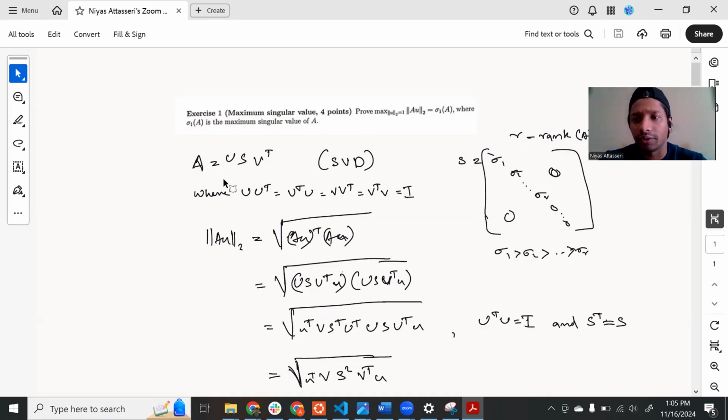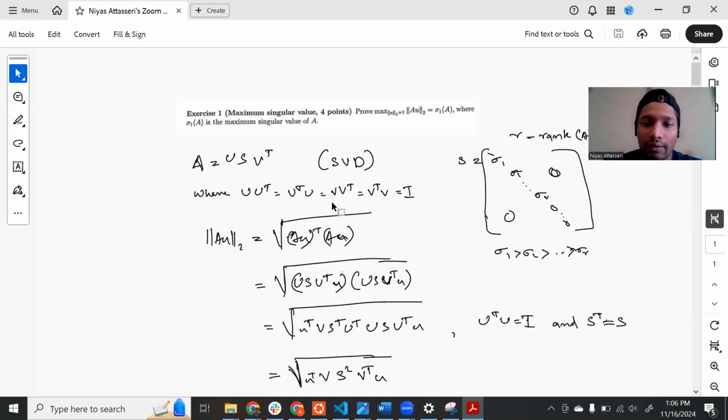let's initially use the singular value decomposition of A, where we know that A can be written as U S V transpose. We also know that U and V have the properties that U U transpose and U transpose U, as well as V V transpose and V transpose V, are all equal to I, the identity matrix.